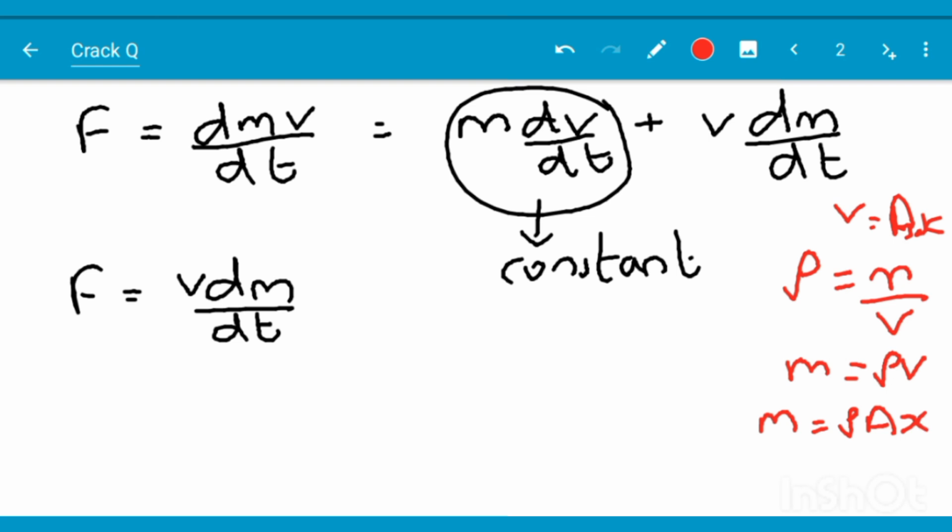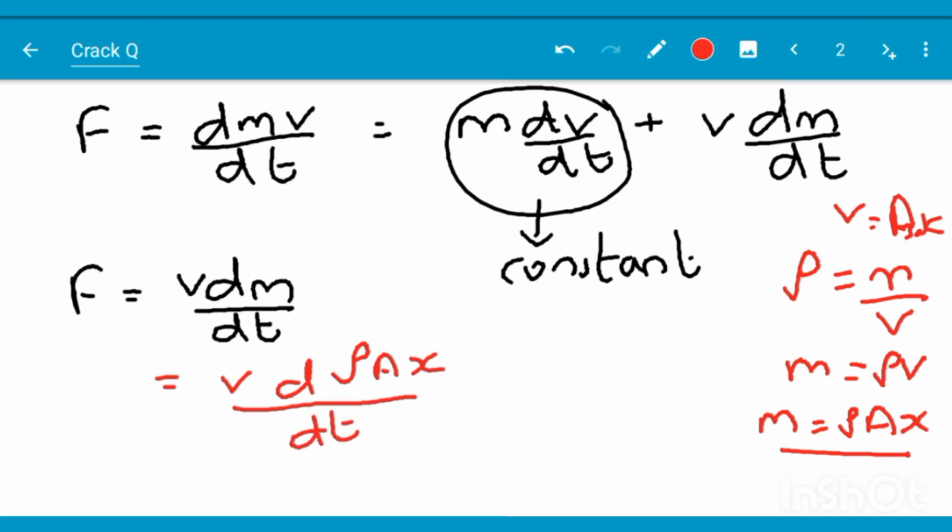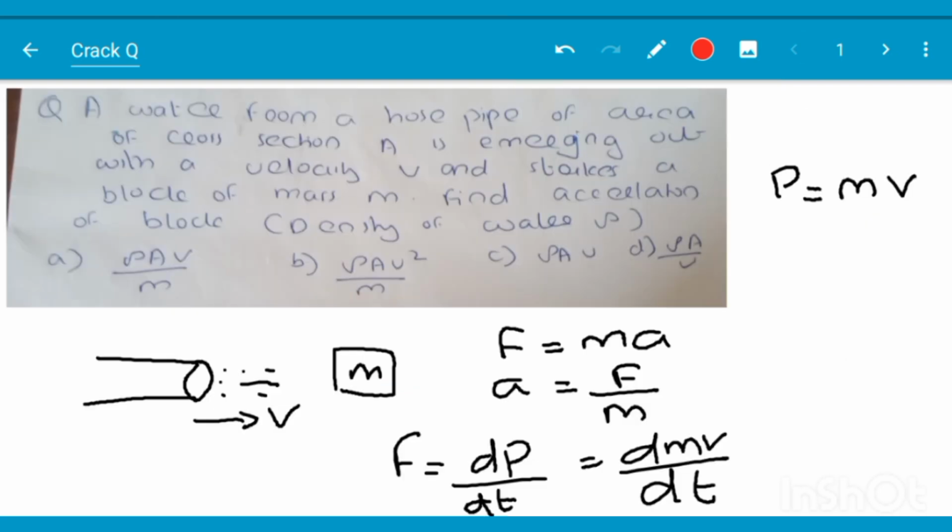Now put this value in this one. So F is equal to v d(rho A x) by dt. Now the density of the water here in the question is rho, it is also constant, and the area of cross section is also constant. Only one area of cross section is there, not changing. So the area is also constant. Only the distance is a changing value.